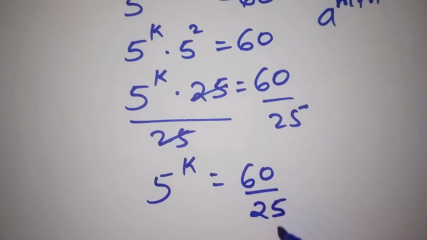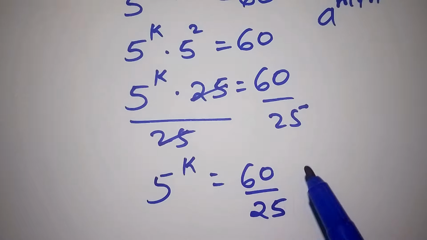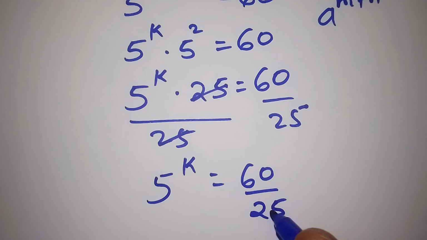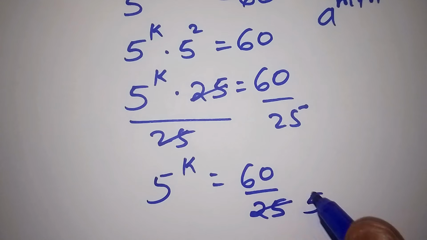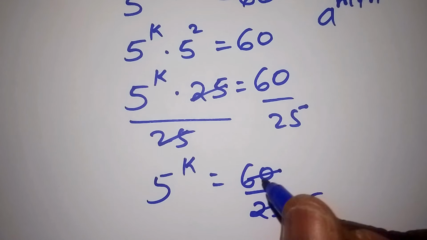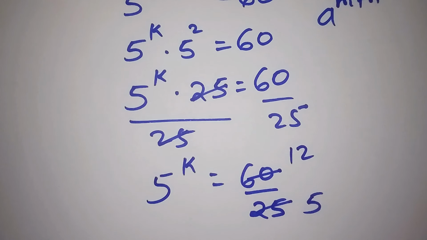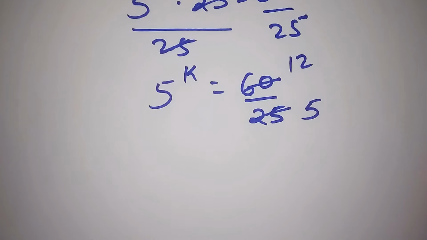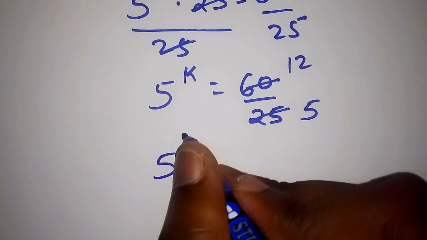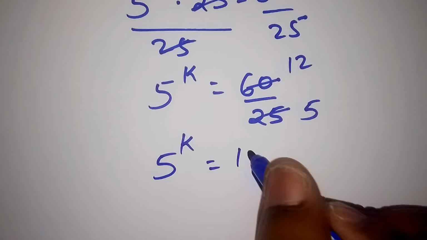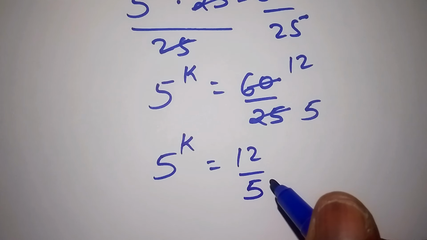From here we shall find the common number, whereby when we divide, all of them shall cancel without a remainder. So let's take 5. 5 goes into 5 once, and 5 goes into 60 12 times. So now we say that 5 to the power of k is equal to 12 over 5.